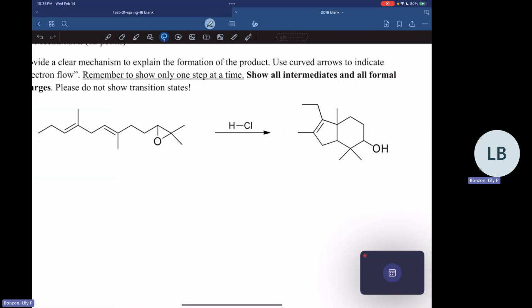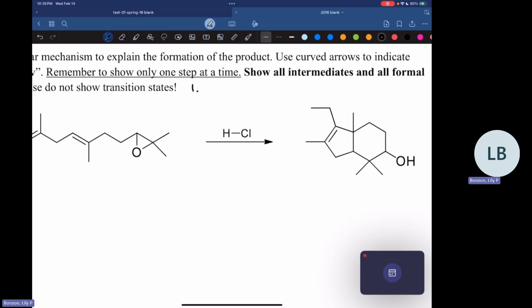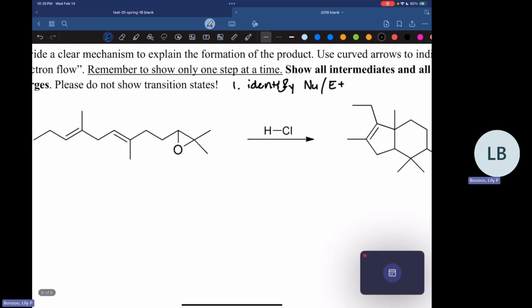The first step I like to take when I'm doing a mechanism is to identify nucleophiles and electrophiles. Those are the groups that are going to be doing the electron pushing. That gives me a couple of options. Sometimes you'll pick the wrong one to start if you're given multiple, but that's okay. If you have all your nucleophiles and electrophiles identified, you can just go back, look at a different one, and start from there and try again.